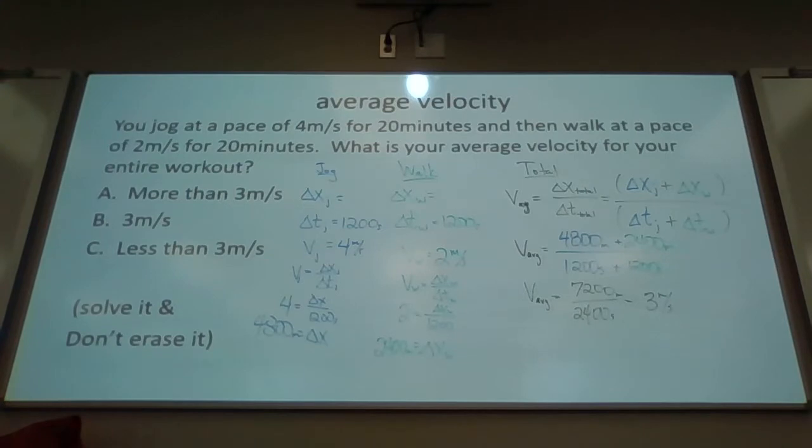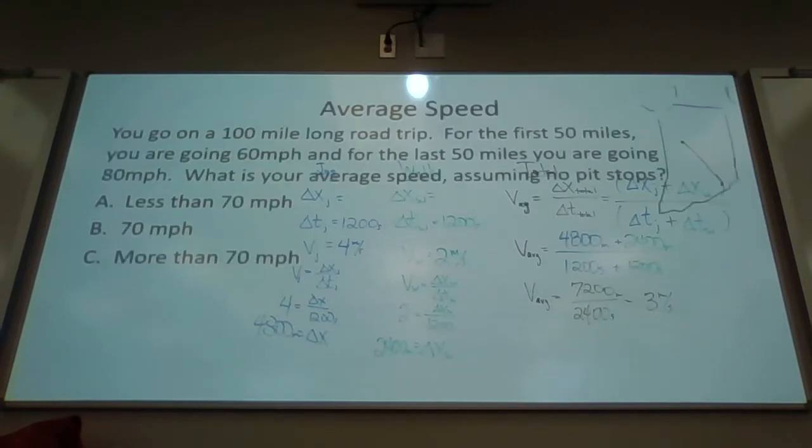Okay, let's change the scenario. Let's say you go on a 100-mile road trip. For the first 50 miles, you're going 60 miles an hour. For the last 50, you're going 80 miles an hour. What is your average speed? And assuming no pit stops.